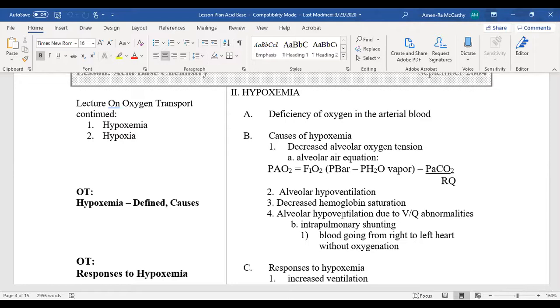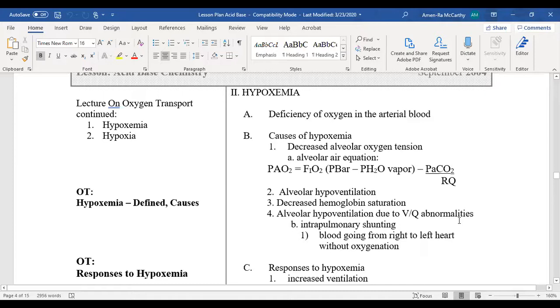Yeah, they bruise easy because they don't have platelets. Not only do they not have the iron, but they don't have the platelets that are in the blood. Remember we say platelets are for clotting, right? So if you hit them, it's just blood everywhere. They don't have platelets. All right, so that's the second reason, alveolar hypoventilation. The third reason was a decrease in hemoglobin saturation. Four is alveolar hypoventilation due to VQ abnormalities.